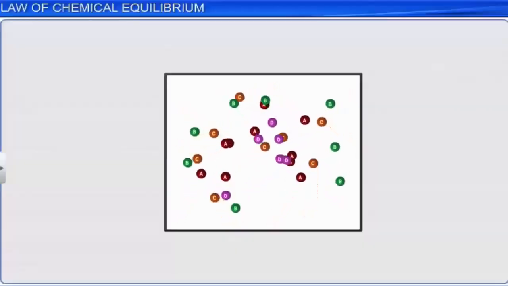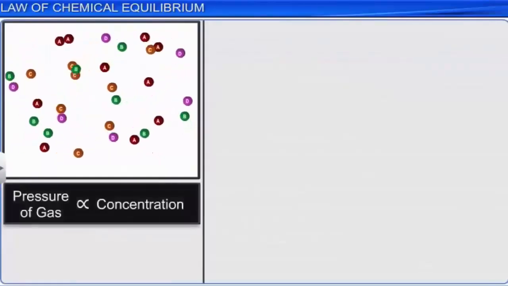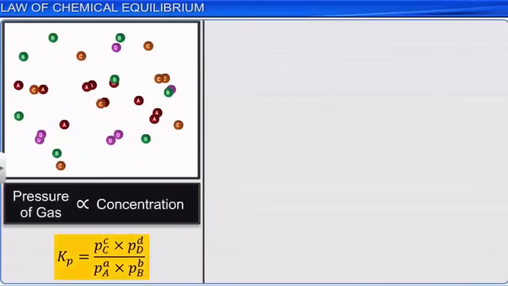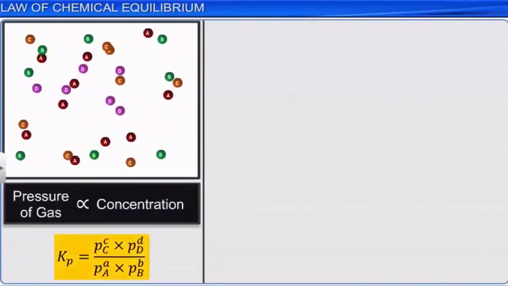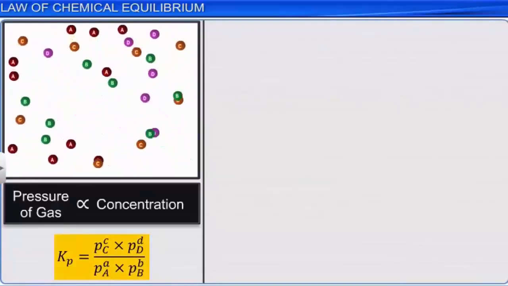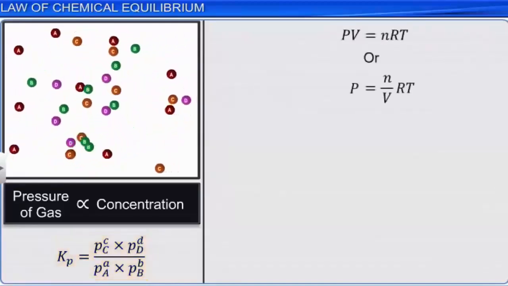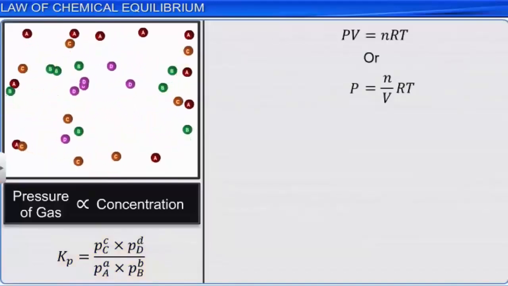Now the equilibrium constant in gaseous systems. For gases at constant temperature, the pressure of the gas is proportional to its concentration. Hence, for a reversible reaction involving gases, the equilibrium constant is conveniently expressed in terms of partial pressures of the reactants and products in place of molar concentrations. Let us now see how the pressure of a gas at constant temperature is proportional to its concentration.